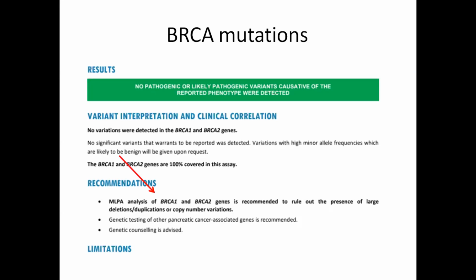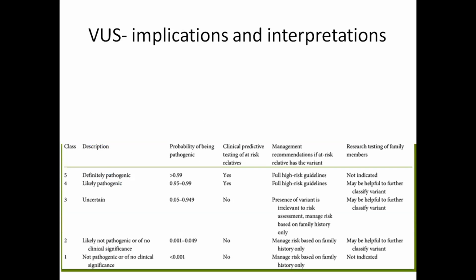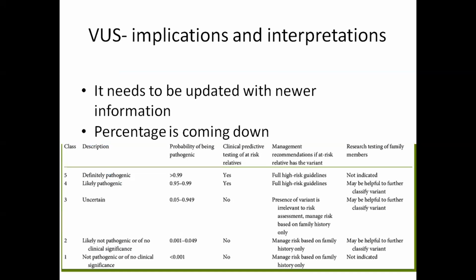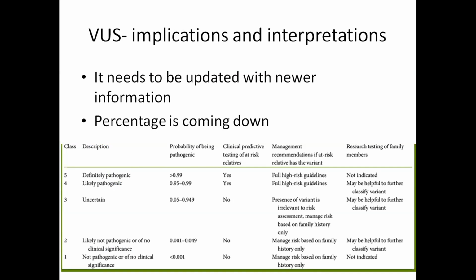We need to interpret the technology. We have to look at the family history. That's what it is. And the last slide is the VUS. The one thing that comes in is it is updated with newer information. Means a VUS today may turn out to be pathogenic after some years.